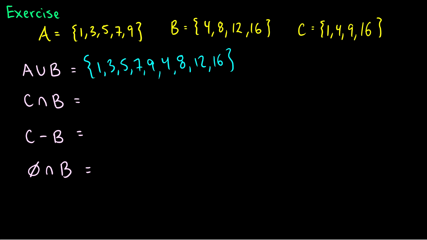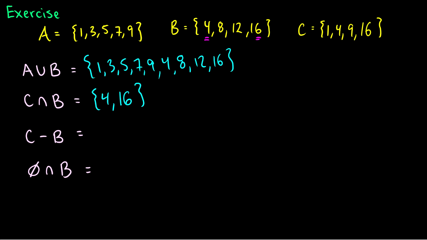C intersection B, well, with C intersection B, we want the common elements. So B and C both have 4 and they both have 16. Therefore, C intersection B will contain elements 4 and 16.